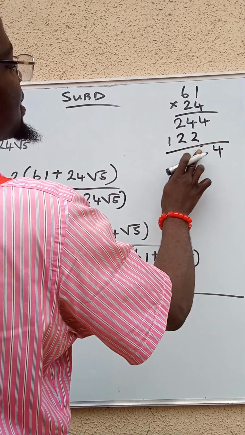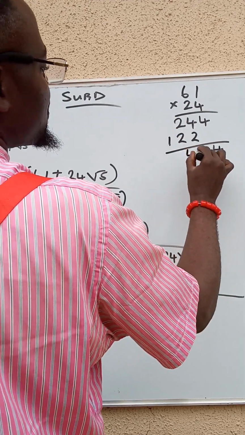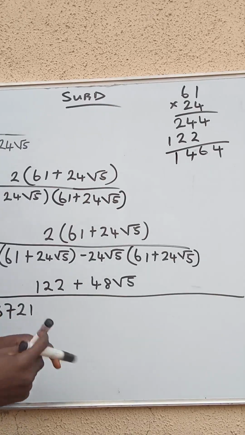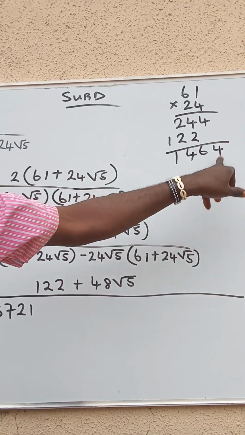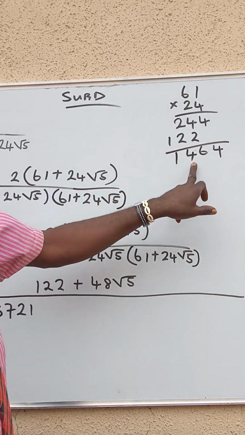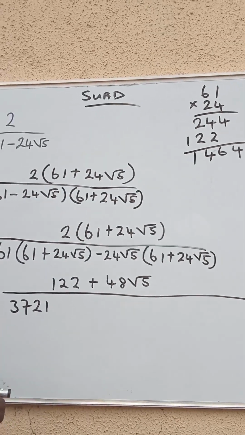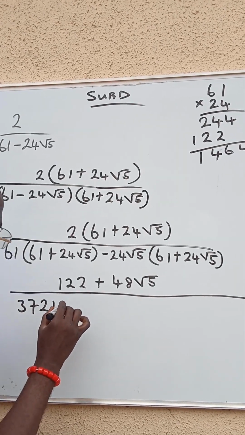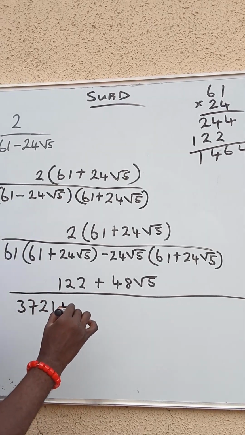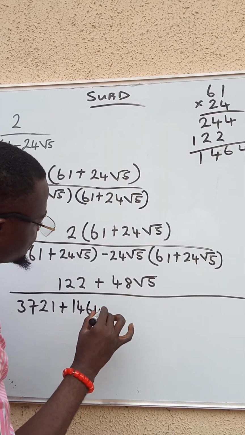Don't mind me. 4 here, since there's nothing under, you bring it down. 4 plus 2 is 6. 2 plus 2 is 4. Then the 1, you bring the 1 there. So I have 1,464. So you now said plus 1,464 root 5.